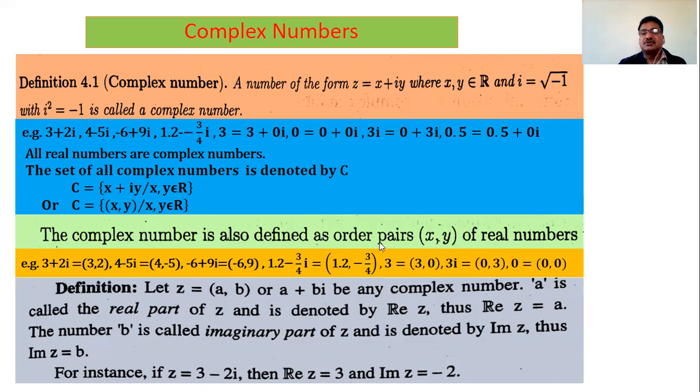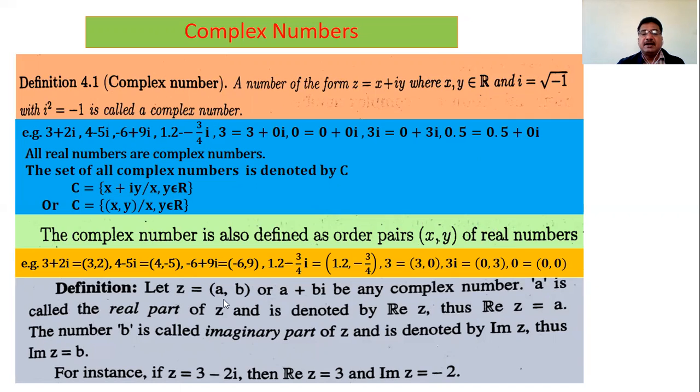So a complex number is also defined as an ordered pair of real numbers. For example, 3 plus 2i, we can write in round brackets 3 comma 2. So 4 minus 5i is 4 comma minus 5, minus 6 plus 9i is minus 6 comma 9. 1.2 minus 3 by 4i is 1.2 comma minus 3 by 4. The number 3, a purely real number, we can write as 3 comma 0, that is x is 3, y is 0. Then 3i is 0 comma 3. Then 0 0 is also a complex number, we can write 0 as the ordered pair 0 0.